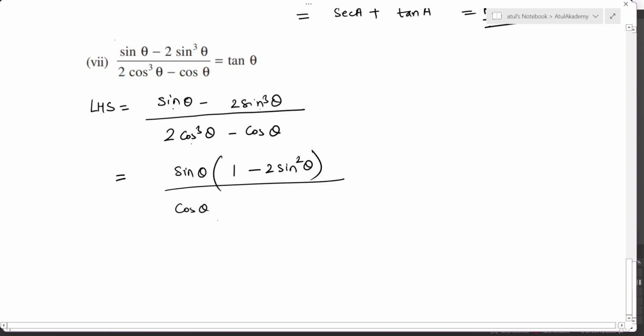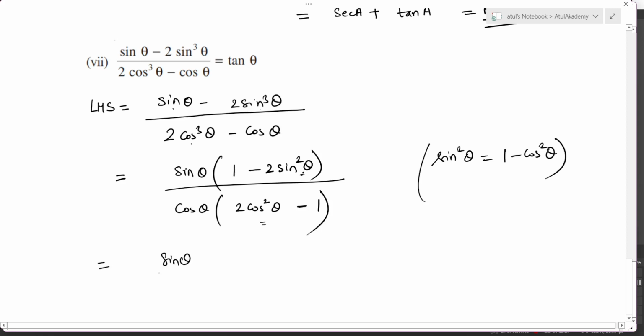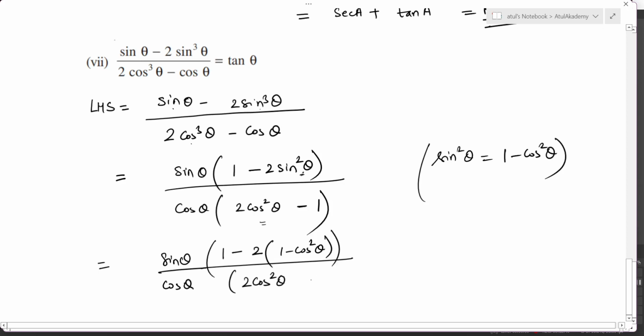In the denominator also I'll take cos theta common, so it's 2 cos square theta minus 1. I can either change this sine square theta now or this cos square theta. So I know sine square theta is 1 minus cos square theta, so I'll change in the numerator only. Keep it like this only: sine theta by cos theta, this will be 1 minus 2 into (1 minus cos square theta). Denominator as it is, I'm writing.